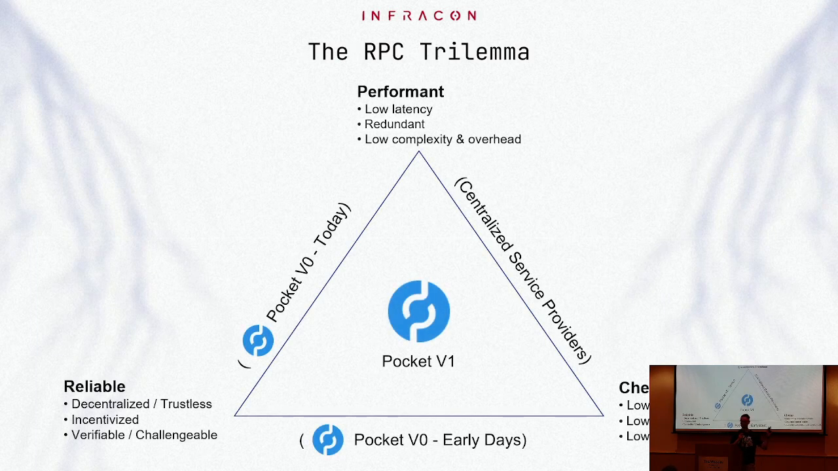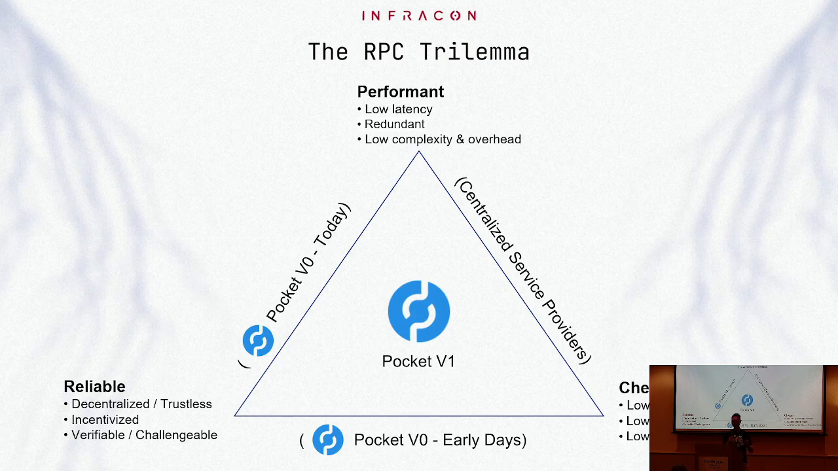And this is the most overlooked problem in the industry today. RPCs need to be reliable, performant, and cheap. When I say reliable, we get all of our typical blockchain properties. It's decentralized, it's trustless, it's incentivized, it's censorship resistant. This is what makes a blockchain a blockchain. And this is actually where most centralized service providers today are missing out.